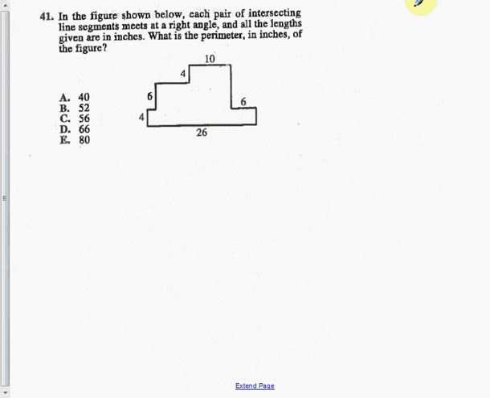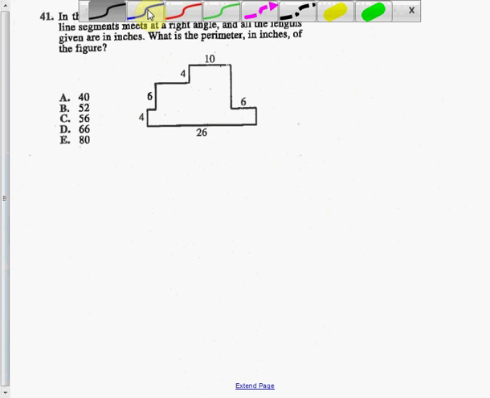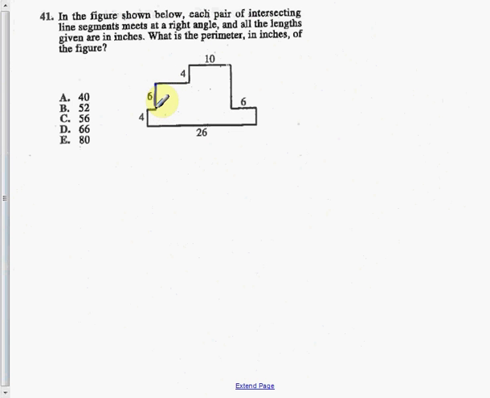In the figure shown below, each pair of intersecting line segments meet at a right angle, and all the lengths given are in inches. What is the perimeter in inches of the figure? Well, it was kind of questionable in terms of the lengths that they give. Like this 6 here, is that 6? They're not giving us this one. You see that? So what about this 4?